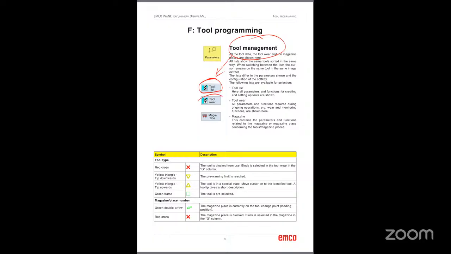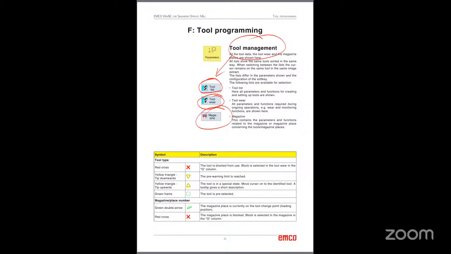Then tool wear. Tool wear means when the tool is working, gradually it will wear out, right? So here you can see length wear, radius wear, tool life wear, compensation, monitoring parameters. The use is to give tool wear, adjust tool wear, give tool compensation, and also check the life of the tool. And the third one will be the magazine.